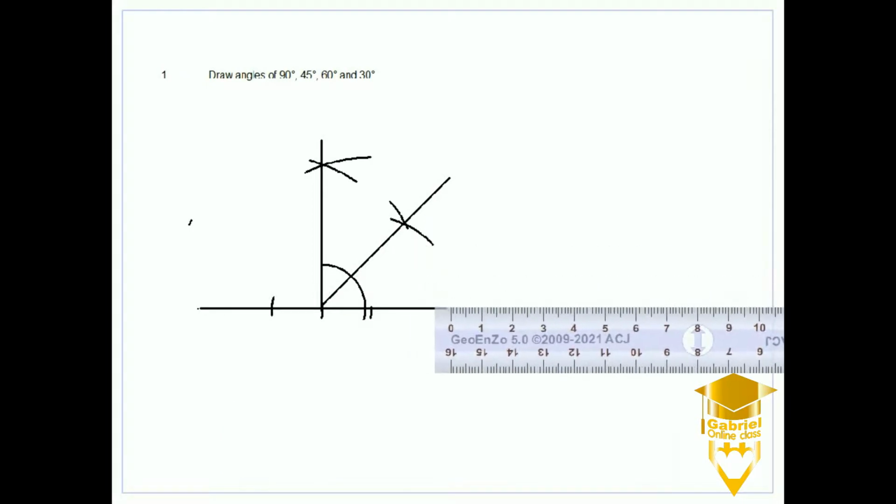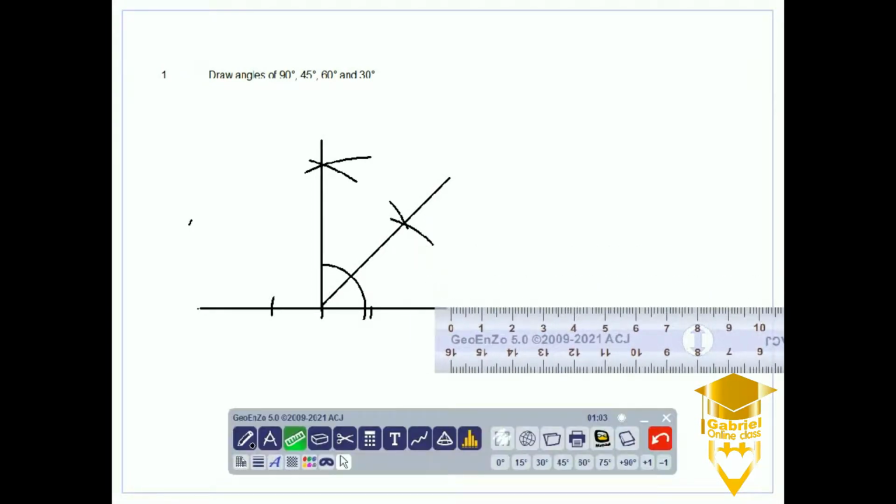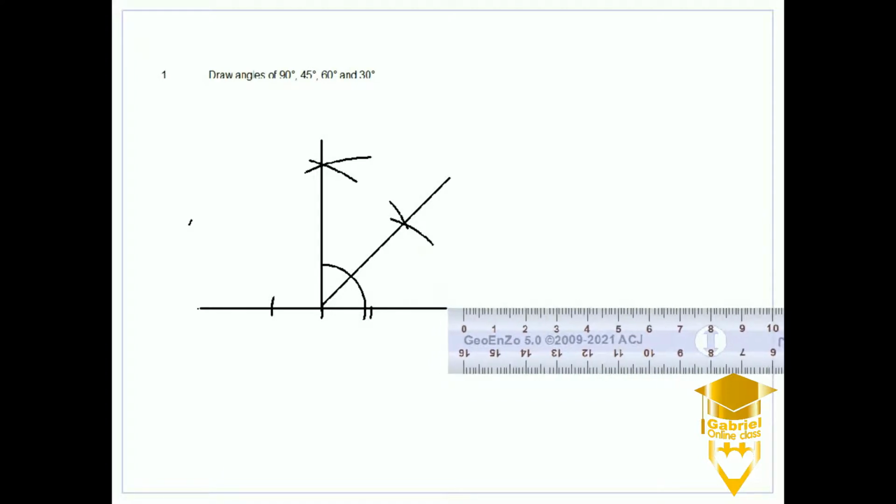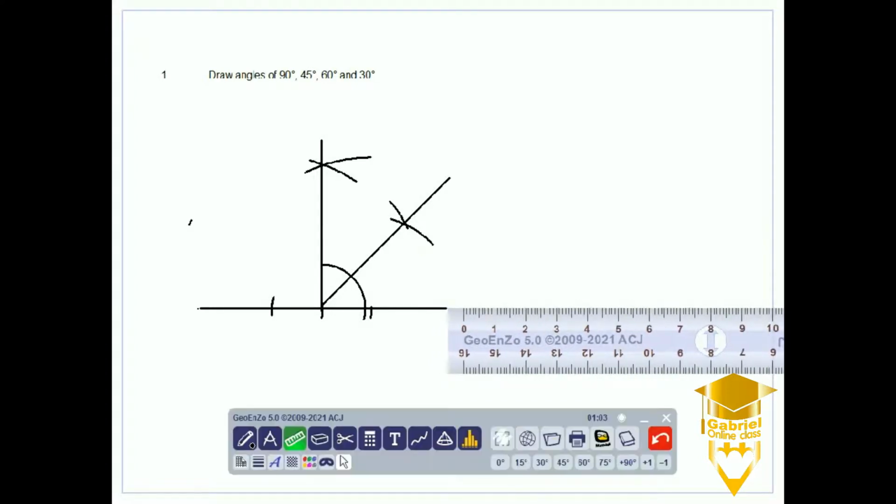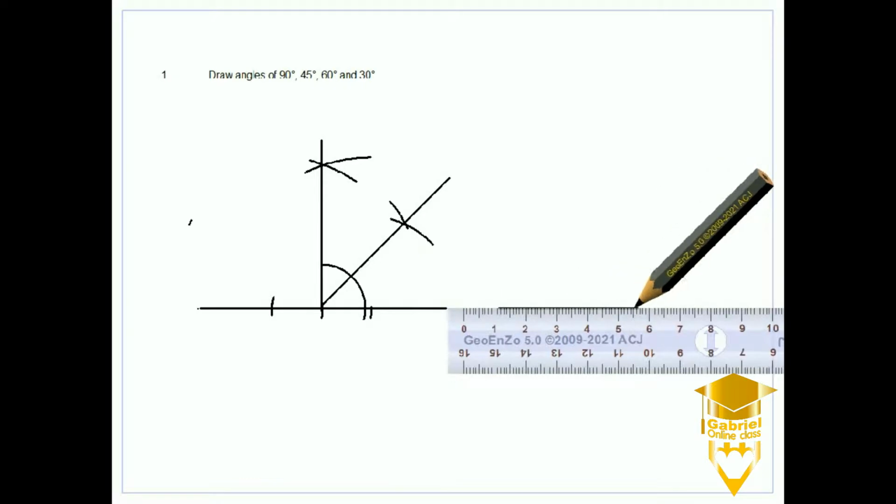So this whole part is 90 degrees, while as we have bisected it, the other portion is 45 degrees. So now to get 60 degrees, we're going to draw a line of any length. It doesn't matter which length you use.